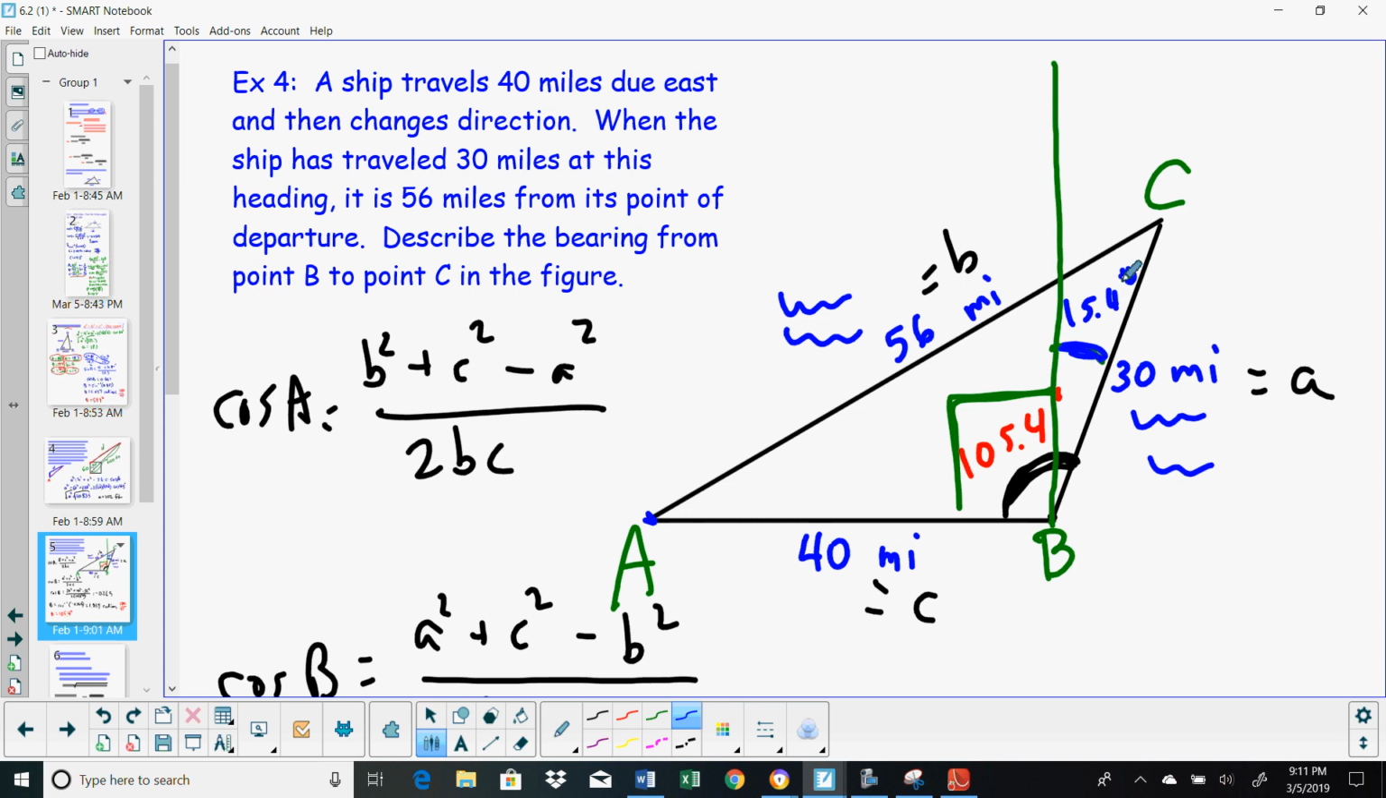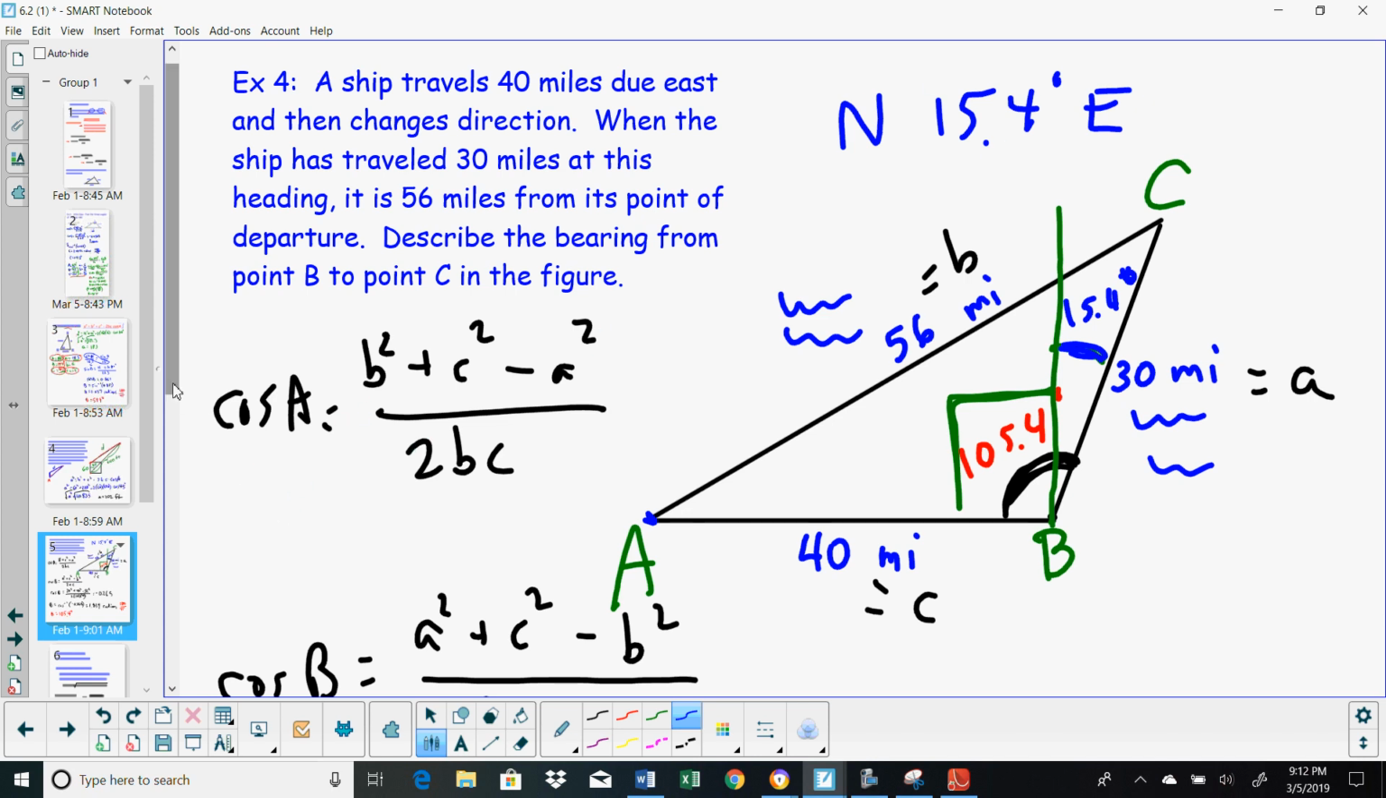And that means that my bearing, I was a little bit off on the bearing here. Let me erase this a little bit. So I think that I would answer for this that the bearing is going to be north 15.4 degrees east. All right.